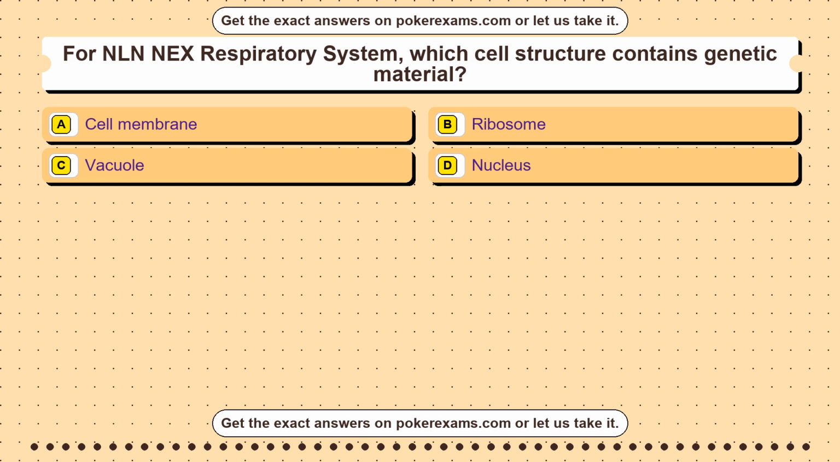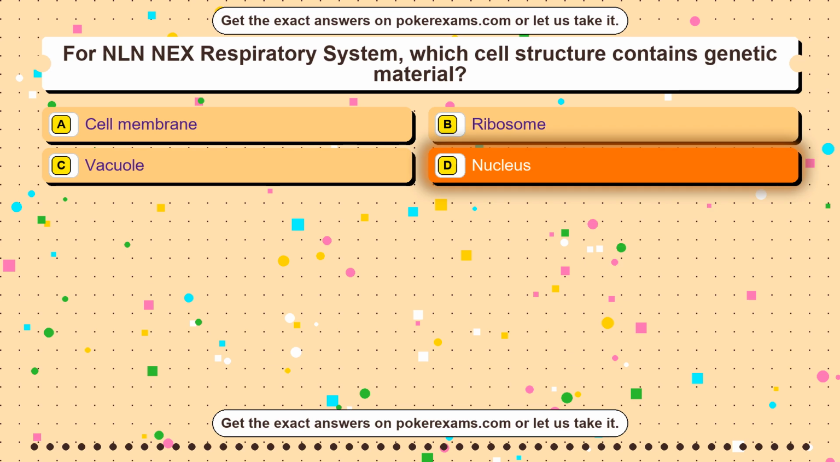Question 22. For GED reading comprehension practice, which social studies skill checks whether a source can be trusted? Option A solving equations. Option B balancing reactions. Option C finding area. Option D evaluating credibility. The correct answer is option D. Evaluating credibility.